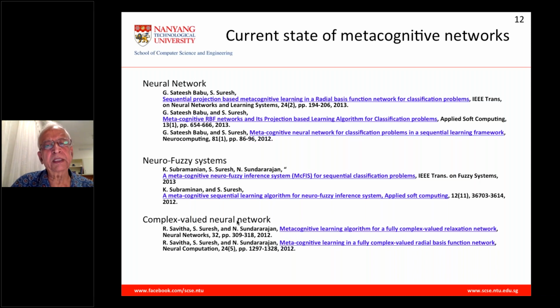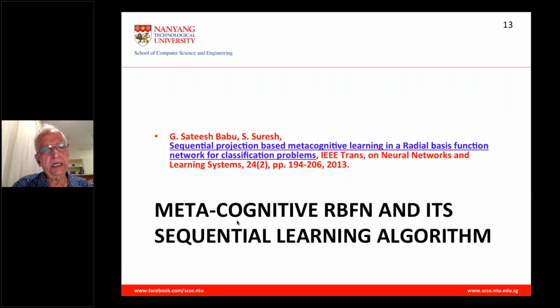So you can bring this metacognitive learning in all these areas. Don't think it is only for neural networks. Suppose you are having an optimization, you can bring metacognition in the optimization itself. When you are trying to optimize, can you do it more efficiently? That's another part. These are all possible, and I talk about only one classic case.